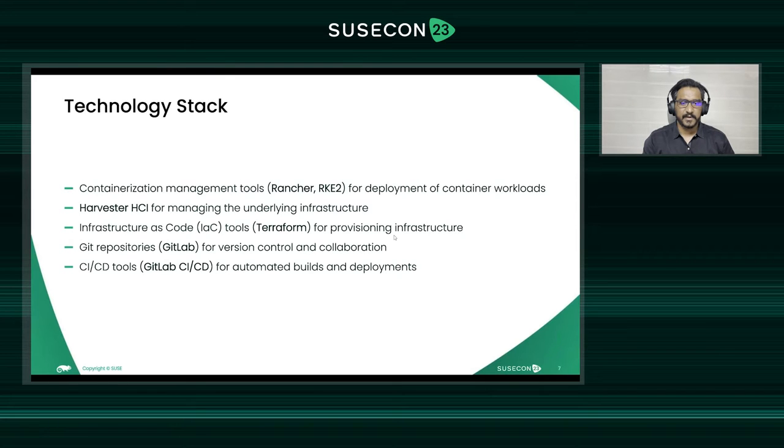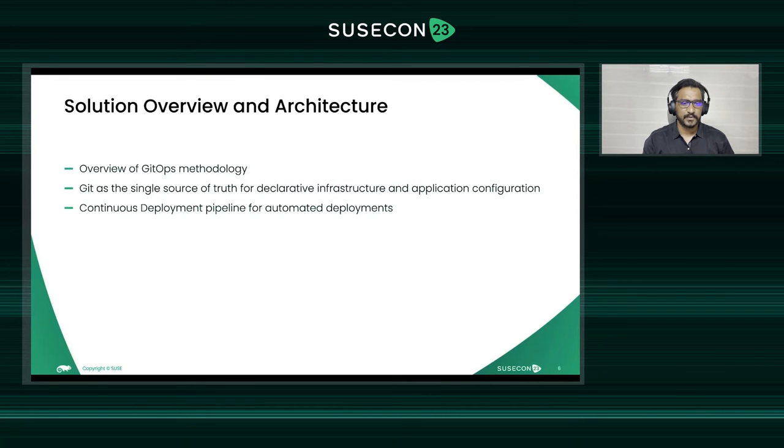The combination of Git as a single source of truth and the continuous deployment pipeline ensures consistency, version control, and reproducibility across multiple environments. Changes in Git synchronize application environment with defined state. By adopting GitOps, organizations can achieve standardized and automated infrastructure and application configuration management, leading to faster deployments, reduced errors, and improved collaboration between teams.